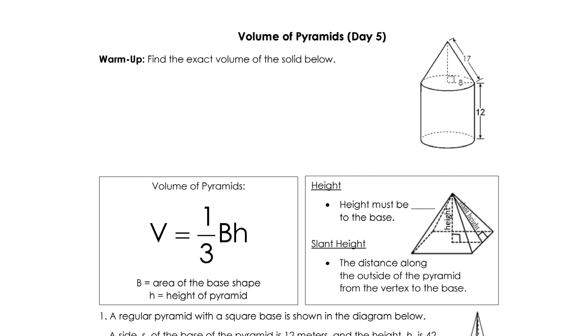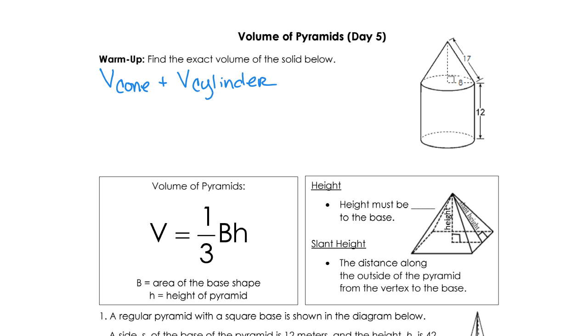We're going to do volume of pyramids. So we're going to say find the exact volume of the solid below, and we're going to have to realize that this solid is made up of a cone on top and a cylinder on the bottom, and then we're going to add them together to get the total. So we're going to set this up as the volume of a cone plus the volume of a cylinder.